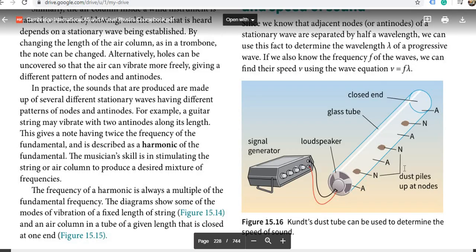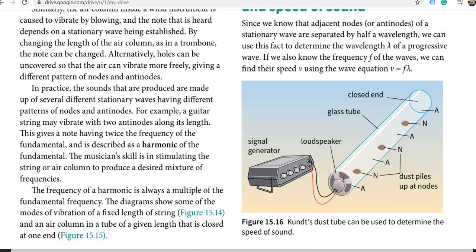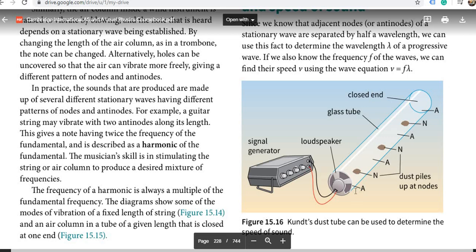measuring cylinder. If you place the measuring cylinder horizontally and keep the cone of the loudspeaker on this side, you don't close it. If you don't keep it all the way inside, you just place it a little bit outside so that there is a gap between the cone of the loudspeaker and the top part of the measuring cylinder. So this end is open, therefore you will have an antinode. This end is closed, so you will have a node.